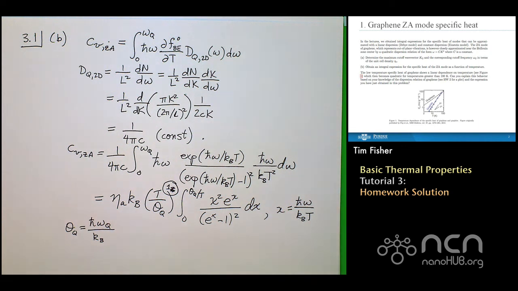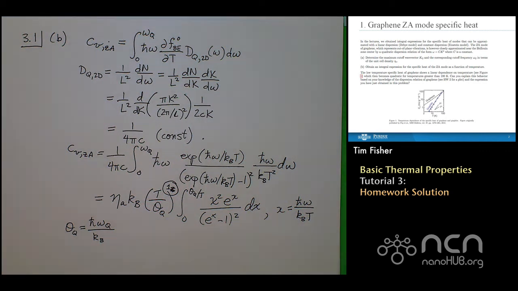So that's one of the really nice things about graphene, is that it's a wonderful model material system to look at the various effects of dimensionality and some of these more unusual vibrational modes. All right, that's it for problem 1.